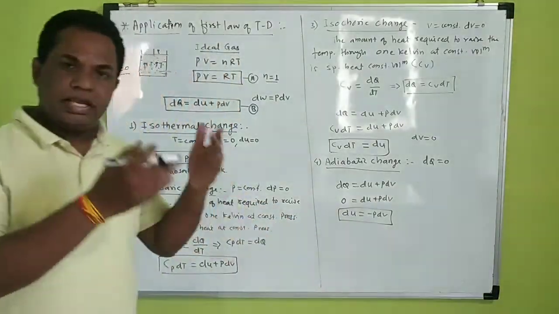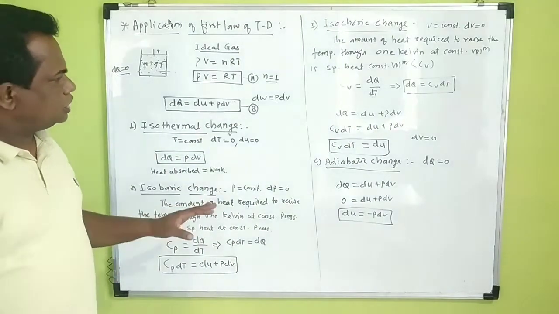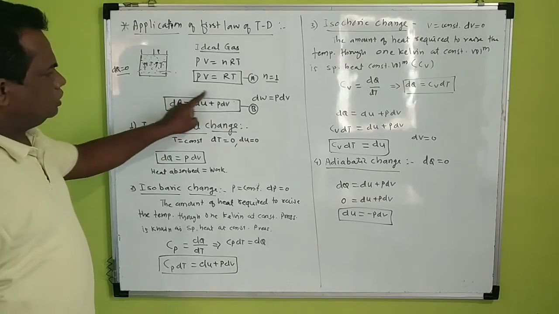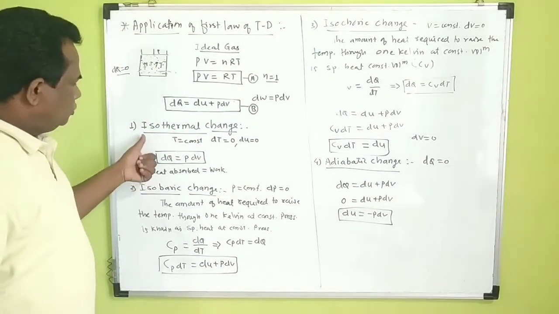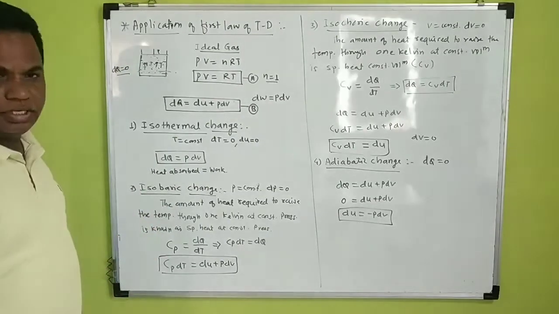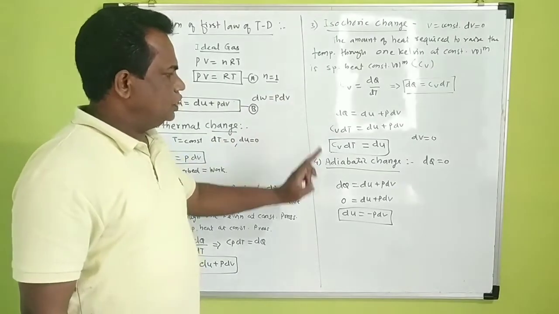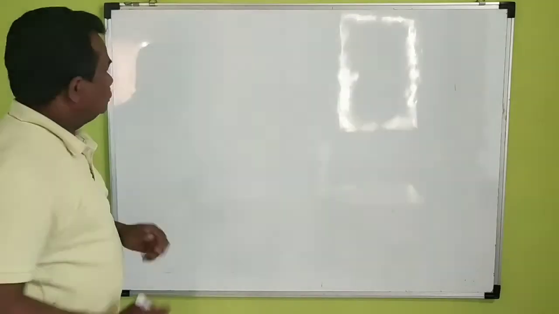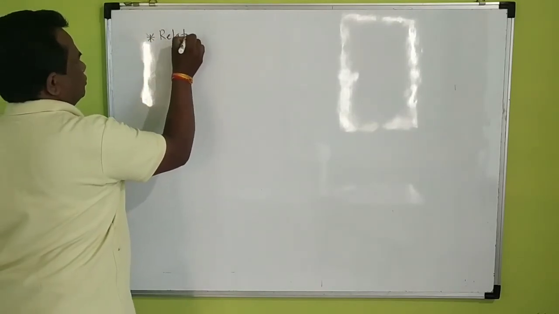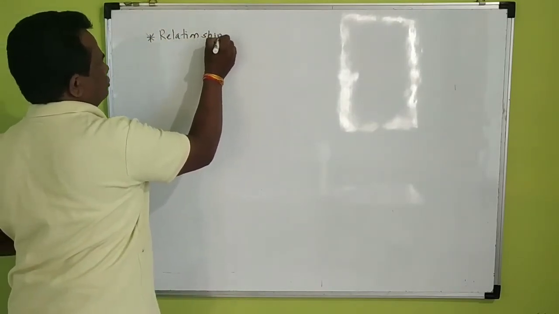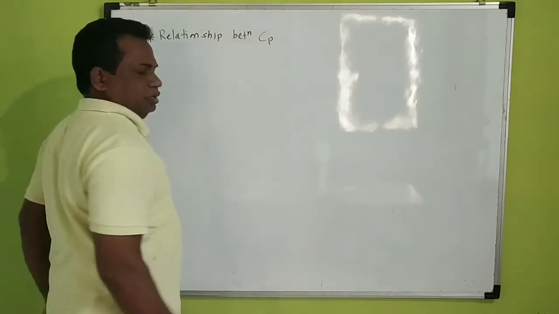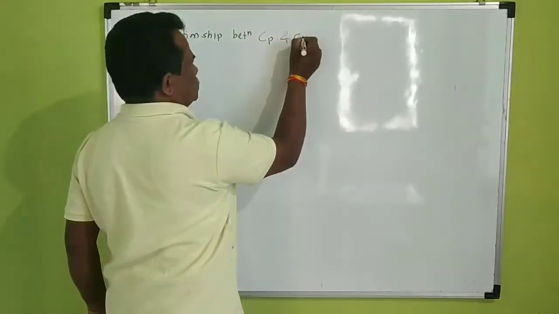Minus because it decreases. So these are the applications of first law of thermodynamics. First law, we know that this is first law. For isothermal change, this is the relation. For isochoric change, isobaric change, this is the relation. Isochoric change and adiabatic change. Now we are going to study the relationship between specific heat at constant pressure and specific heat at constant volume.